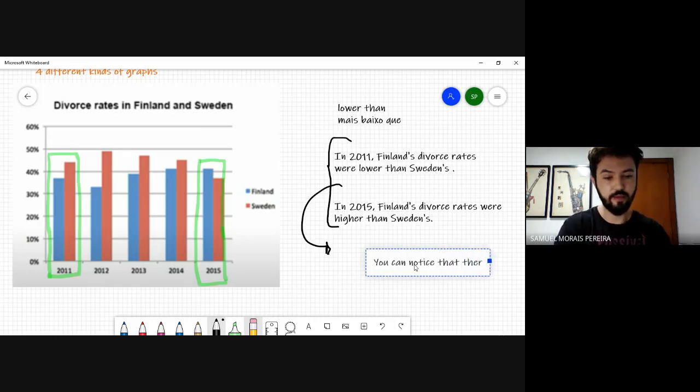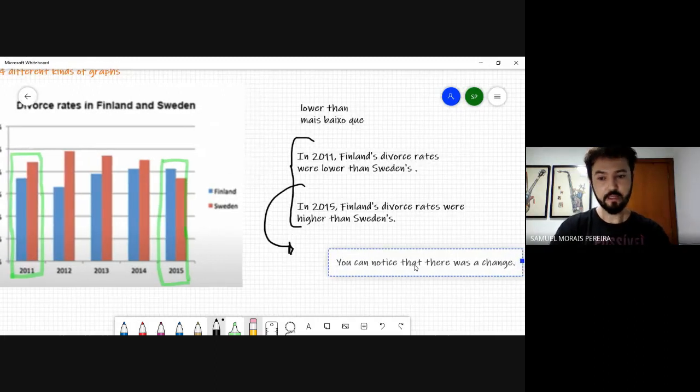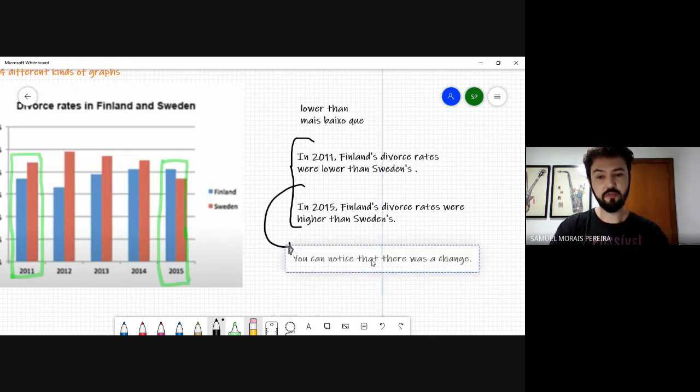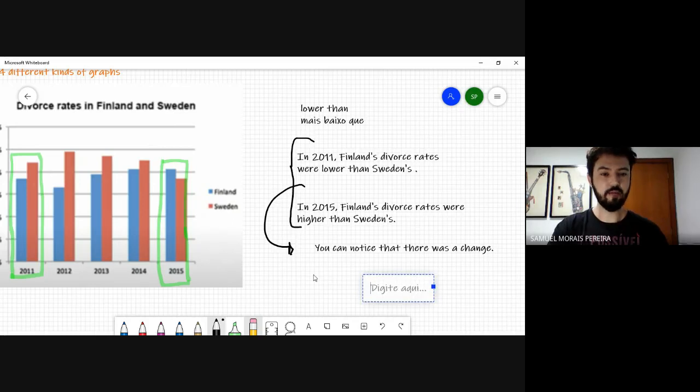So that there was a change. Ok? Você pode notar que houve uma change, uma mudança, né? E você pode falar sobre isso, tudo bem? You can talk about it by saying, houve um aumento nos casos, no índice de divórcio na Finlândia. Ó. Remember, eu falei para vocês lá atrás como que era aumento e diminuição. So you can say, there was.